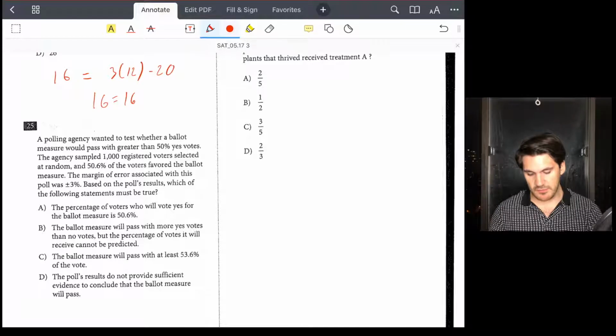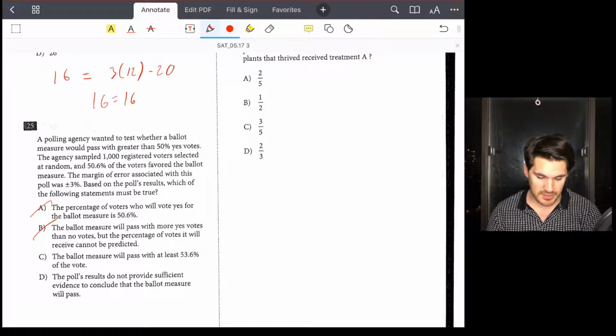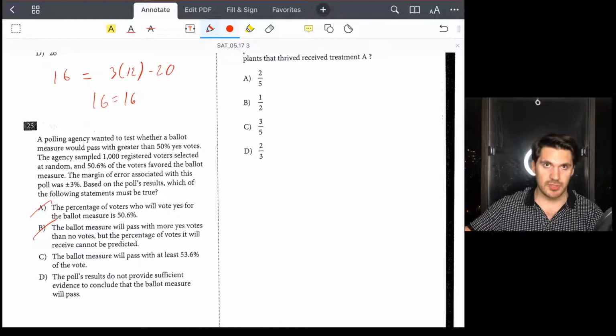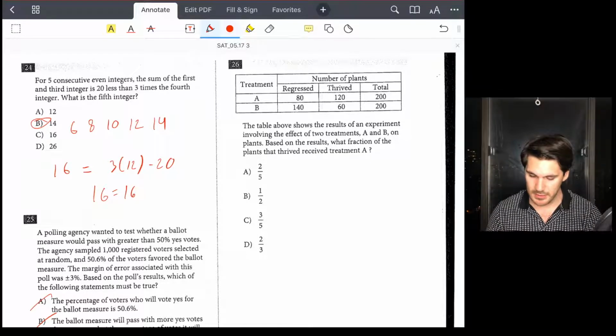So A, the percentage of voters who will vote yes for the ballot measure is 50.6%. We don't know if this will happen, so this can't be it. B, it'll pass with more yes votes than no votes. Again, we don't know if this is going to happen. So B's out. C, it will pass. We don't know if it'll actually pass for sure. We don't know if the results would be reflective of the population as a whole. So D is our answer for all the reasons I just stated.